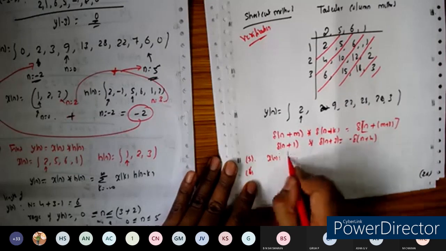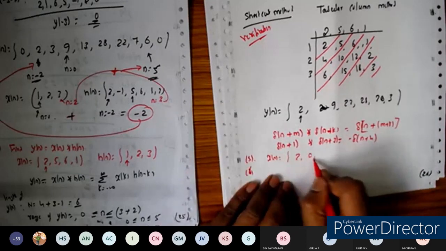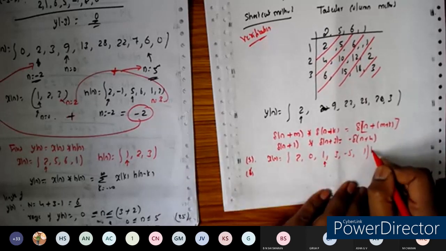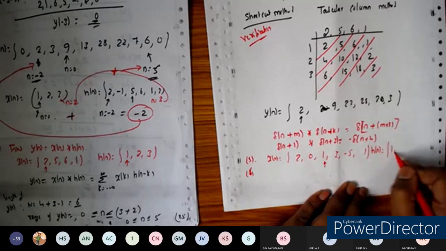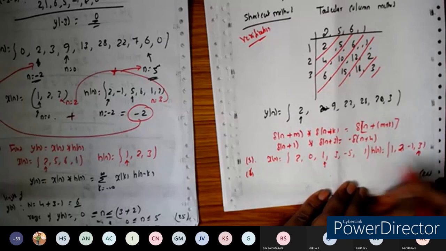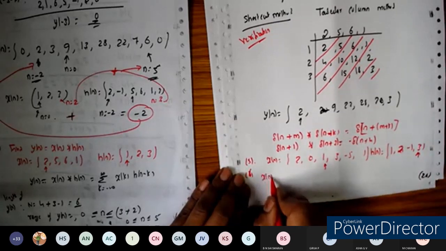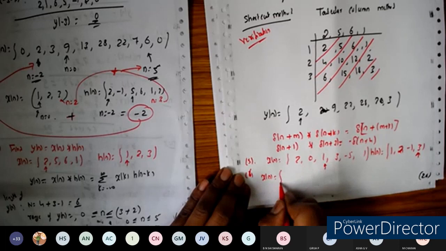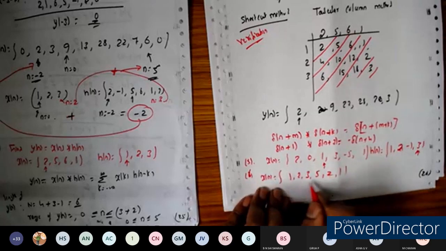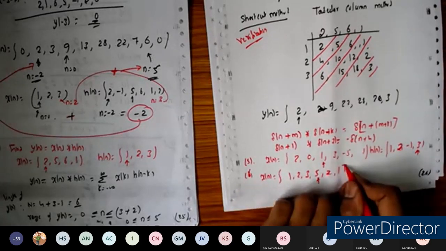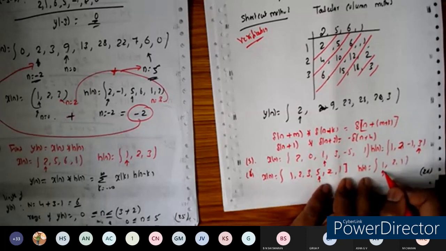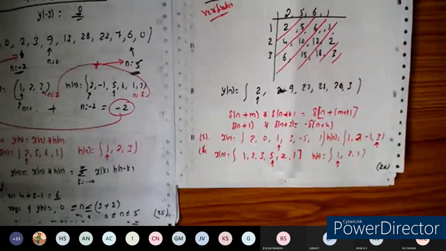So x of n is equal to, I'm going to give one double-sided sequence: 2, 0, 1, 3, minus 5, 1. This is the one sequence, and the other one, h of n, will be 1, 2, minus 1, 3. One is a negative sided sequence. Next, let us take another problem. x of n will be 1, 2, 3, 5, 2, 1, and the other one is h of n, which you can take as 1, 2, 1. Done, right?